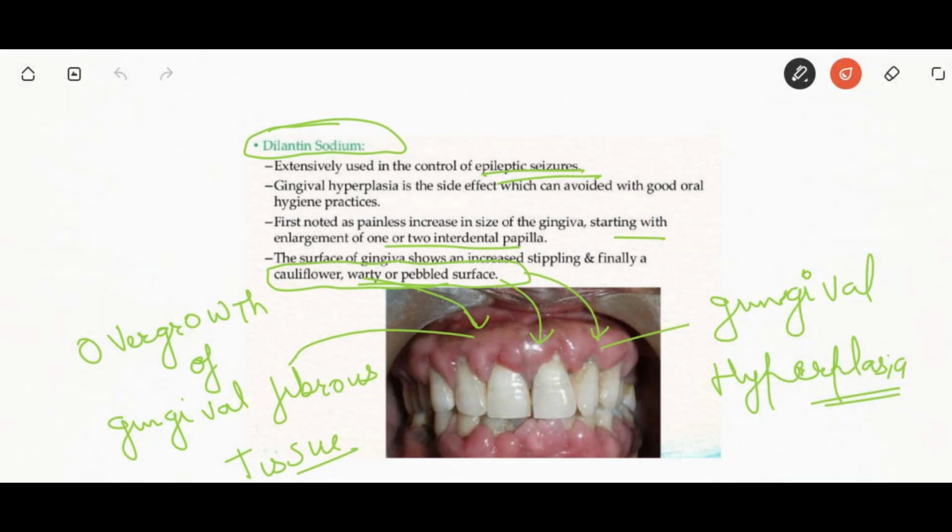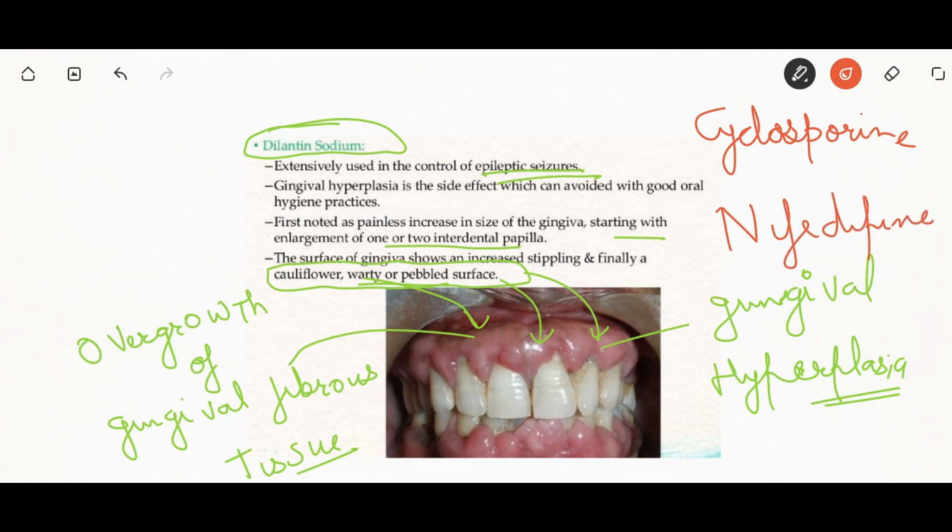Cyclosporine is a selective immunosuppressant that is used in organ transplant patients to overcome transplant rejection. So it will cause gingival hyperplasia similar to that of Dilantin.